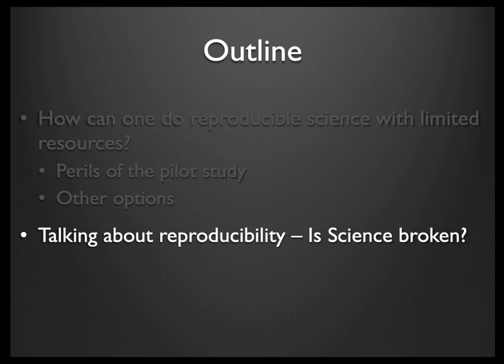This is controversy, guys. We got people having civil conversations with different opinions. It's great. Talking about reproducibility. Are we ready?